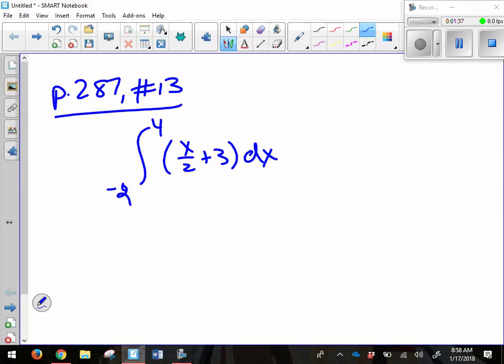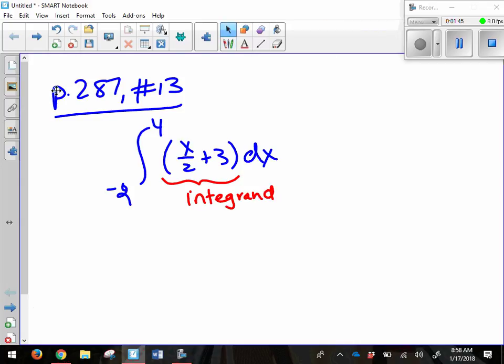Okay. So remember that this part here is the integrand, which means that's the function that we are taking the integral over. That is the function that we are taking the area of between that function and the x-axis. And then we have our limits, -2 to 4, that tells us what the vertical boundaries are. And we'll talk about what that means in a minute.